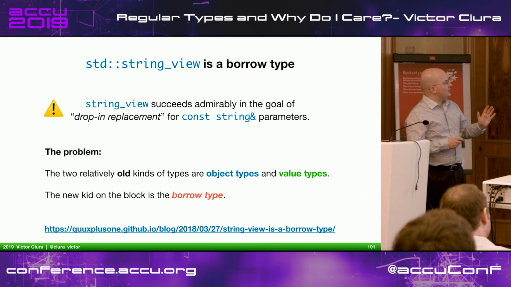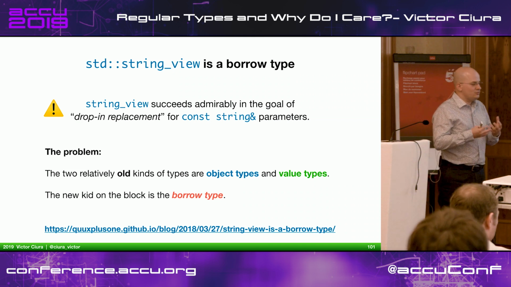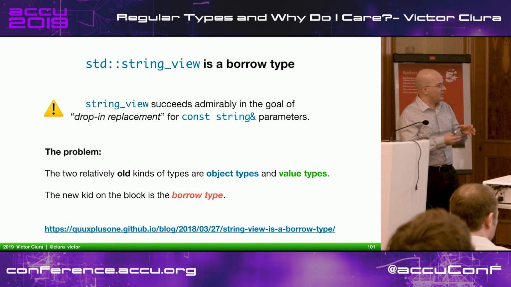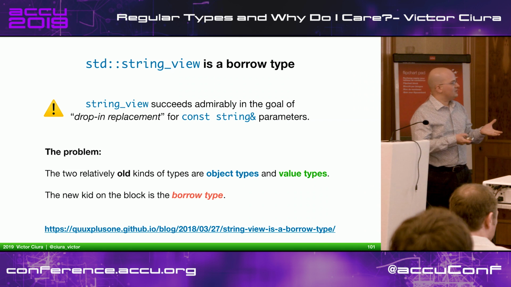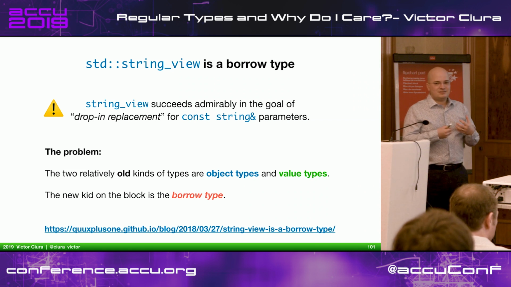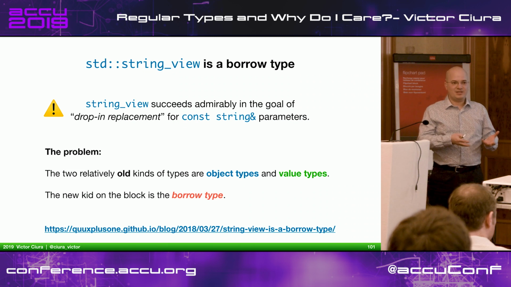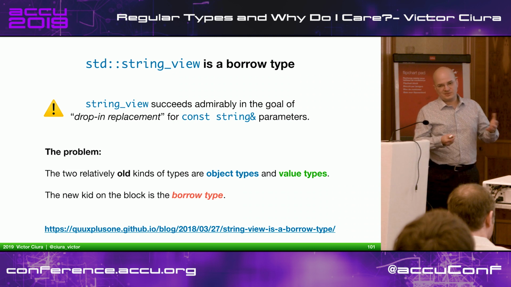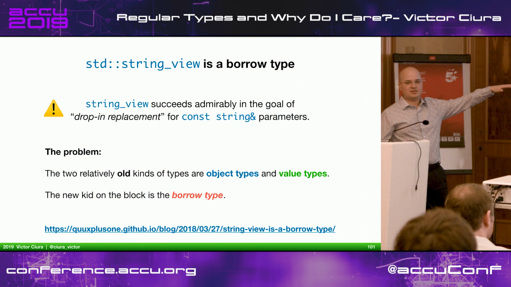The problem is that traditionally we have been accustomed to two kinds of things in C++: object types and value types, things that are references and things that are values. And this is a new kid on the block. It's not an object and it's not a value per se. It likes to pretend it's a value type when it actually is a kind of reference type. So this is where all the gotchas and perils come from.